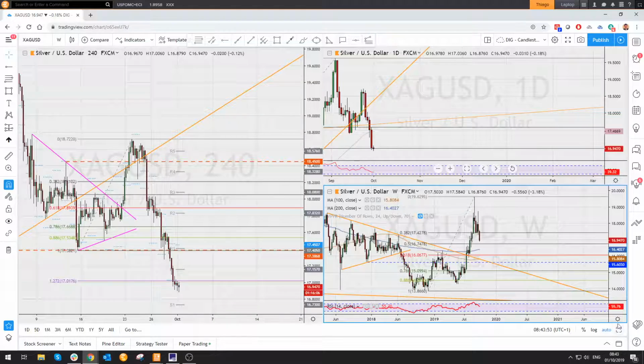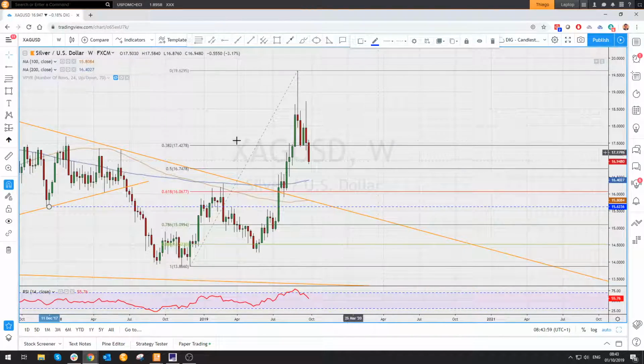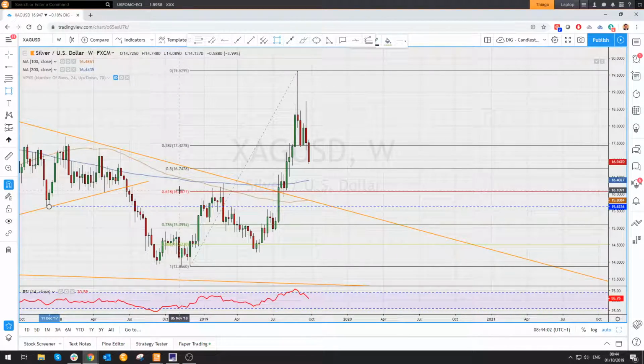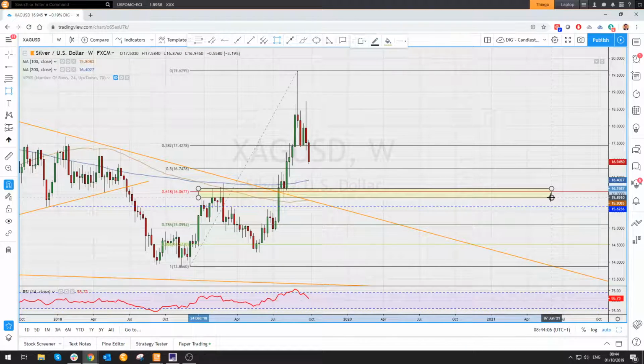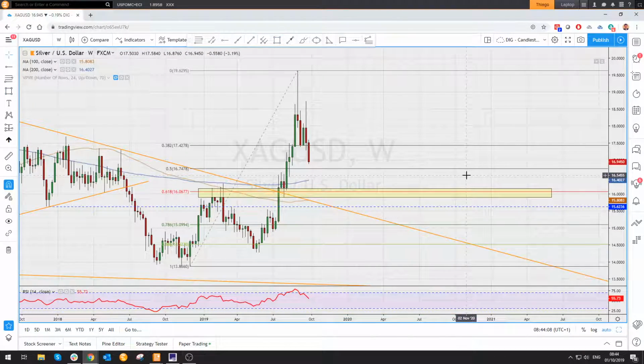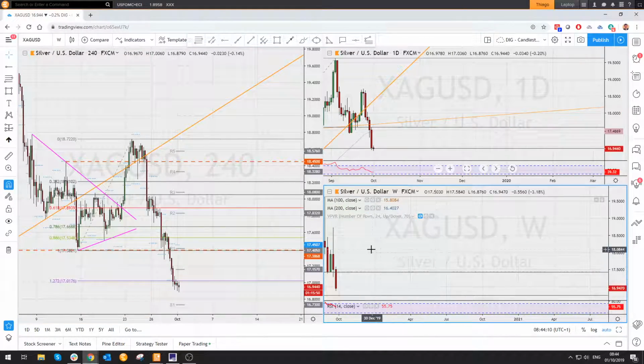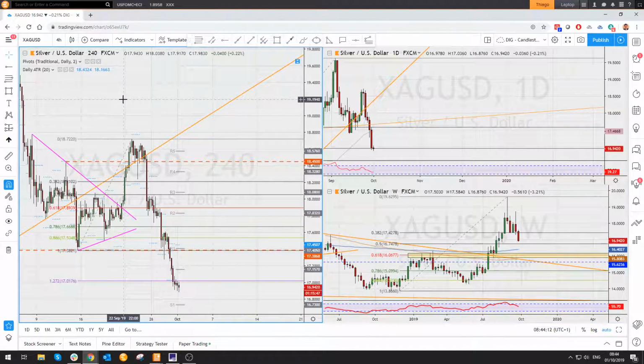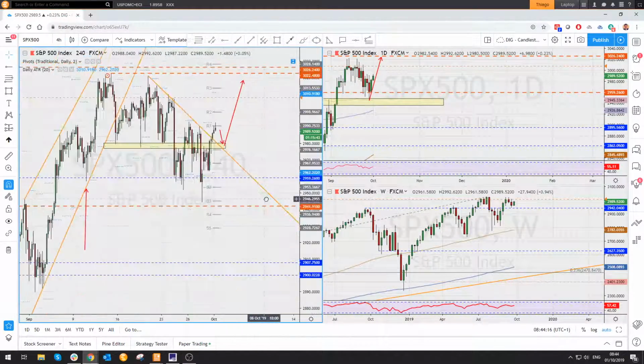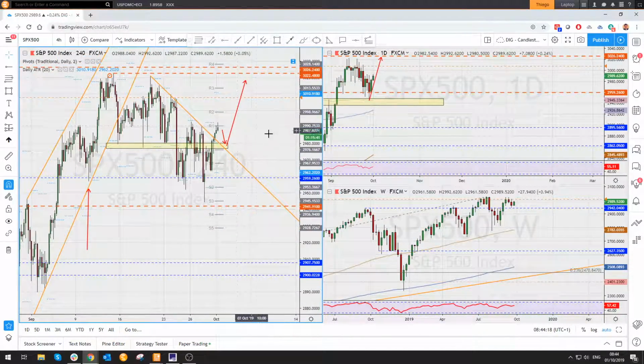If we break that, then I'll be watching all the way to the 16 handle, probably somewhere there. 618, and as you can see, a big area of support as well, isn't it? Perfect area of support there on silver. Equities, we already spoke about equities. Like I said, I think it's bullish now. I think it really wants to go higher.